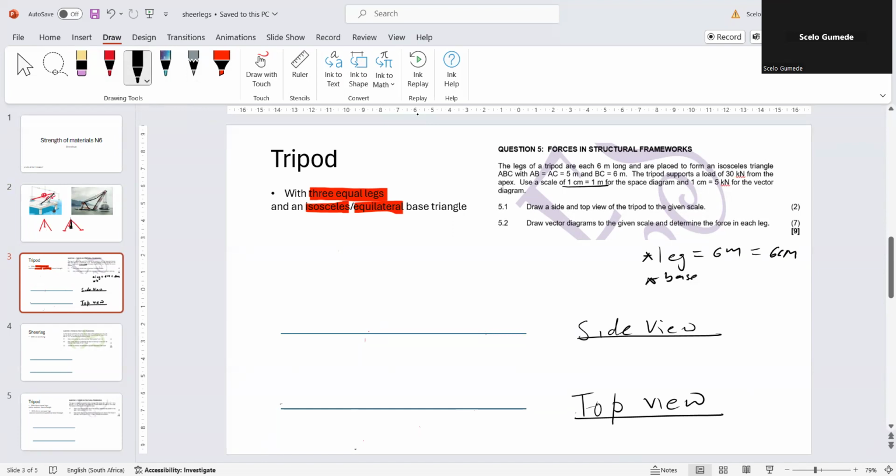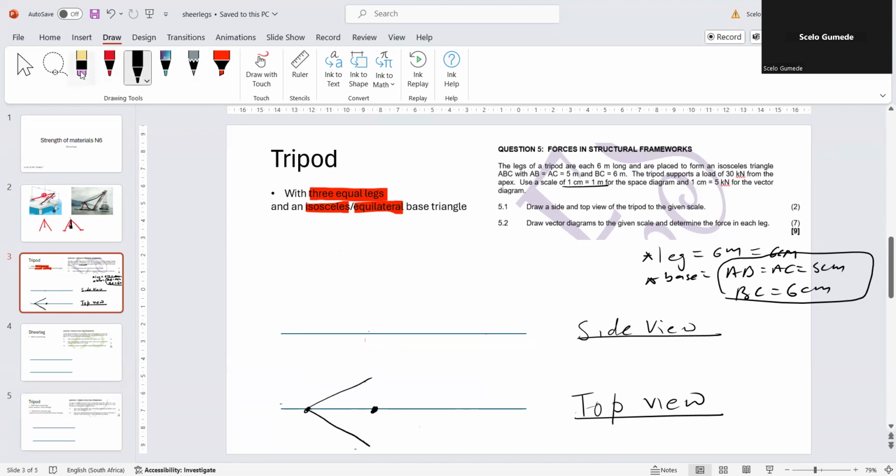Two things we need to find: the base triangle as well as the legs. So the base is AB equal to AC. AB, AC, I get 5 centimeters because 1 is to 1. And then BC is equal to 6 centimeters. This is my triangle, and you can see that it's an isosceles triangle. Two sides are equal. So the center point, I must now select the center point, and then remember, 2 sides are equal, meaning this side and this side will be equal.